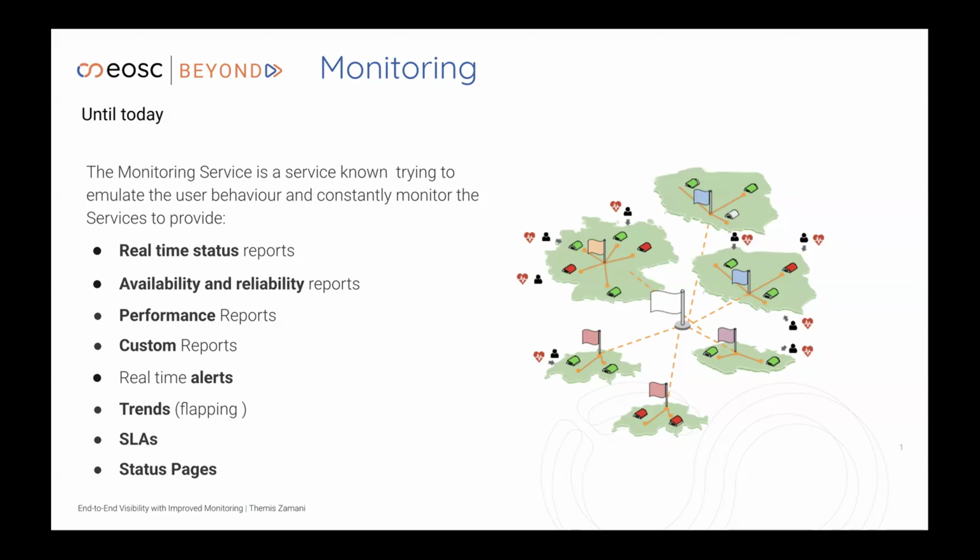By emulating users and constantly monitoring these services, the monitoring service provides a set of outputs: real-time status reports, availability, reliability reports, performance reports. You can create your own custom reports. Usually, if you have a service that is monitored by us, you are receiving real-time alerts. You can see trends. We support SLAs, service level agreements, and of course, the last feature that we had is a status page where you can create a view for your end users to see the status of your infrastructure.